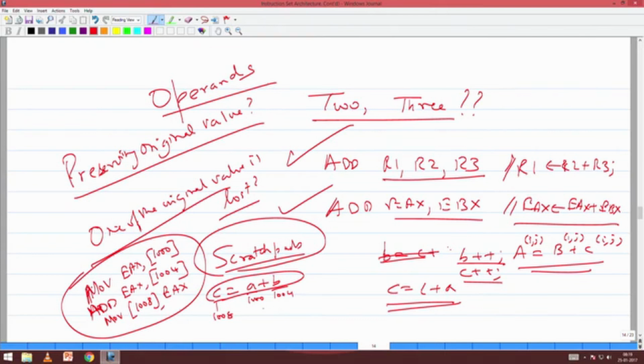But you could ask me, can I have something like add 1008, 1000, 1004? This is the simplest instruction, but I will have 3 memory addresses here. If I have a 3 operand instruction where each operand can be a memory address, then yes, I can do this, but is it practically possible or not? What are the difficulties in this?